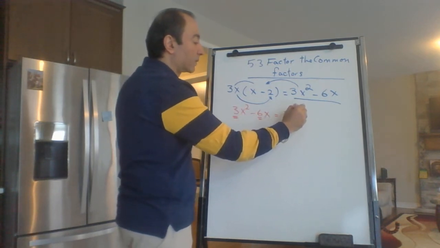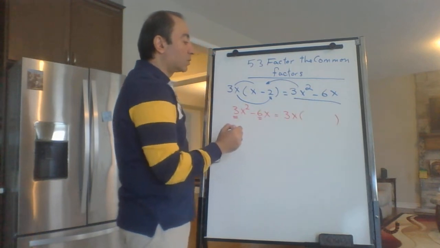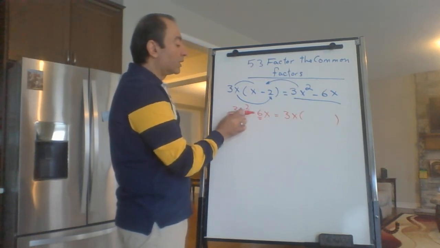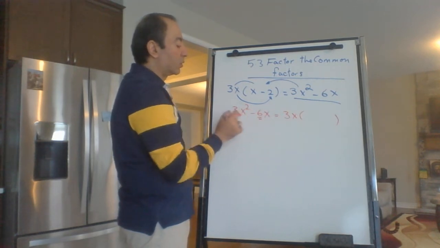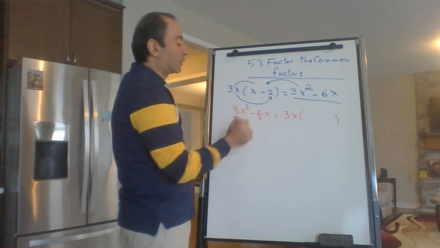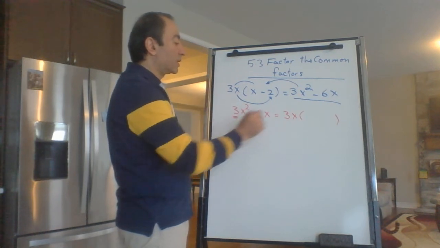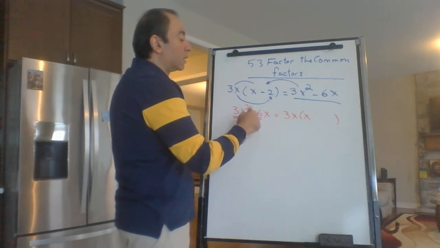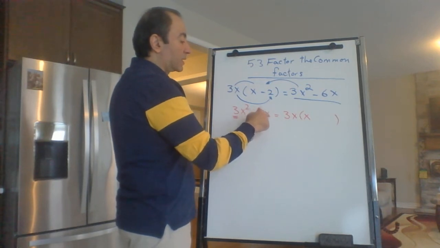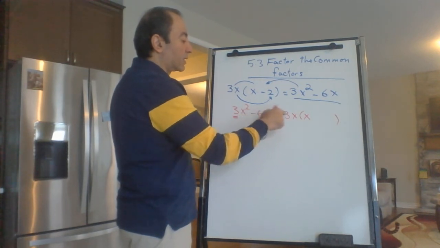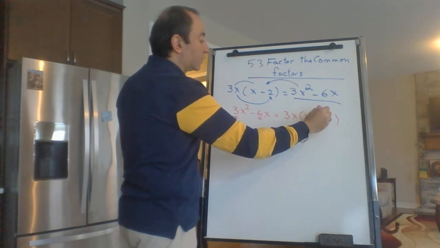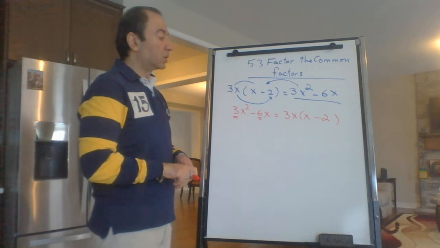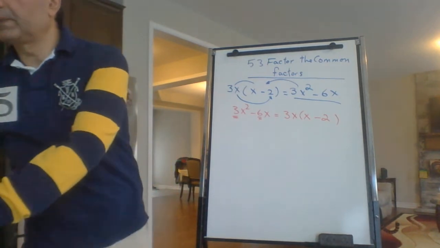Then, the term that we choose as a common factor, we're going to divide each term by. So, 3x squared divided by 3x. 3 divided by 3 is 1. X squared divided by x is x. Now, negative 6x divided by 3x. Negative 6 divided by 3 is negative 2. X divided by itself is 1. Okay, so this is the first example.